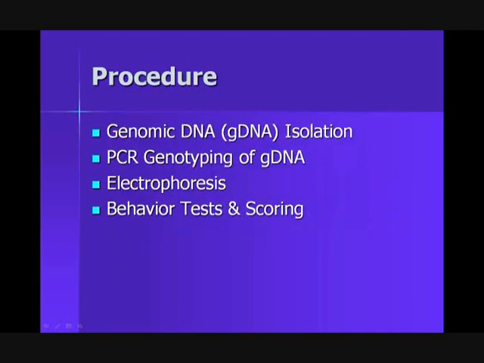For our project, we have four steps of procedures that we use to identify the mutations in our MAO deficient mice. First, we have the genomic DNA isolation, also known as the gDNA isolation. Next, we have the PCR genotyping of gDNA. Third, we have electrophoresis. And fourth, we have a series of behavior tests and scoring.